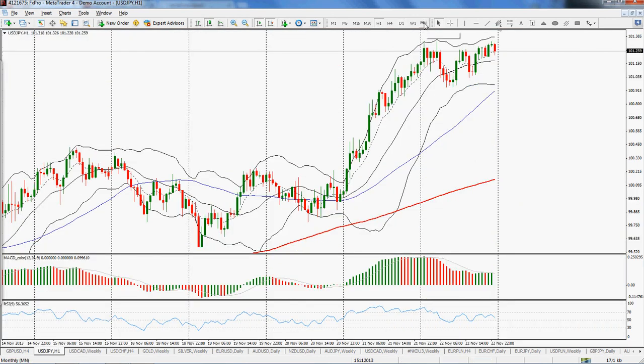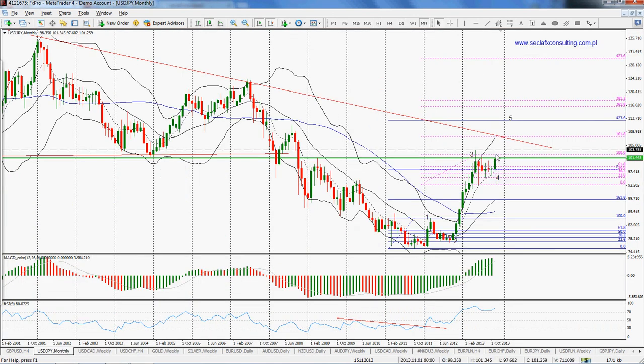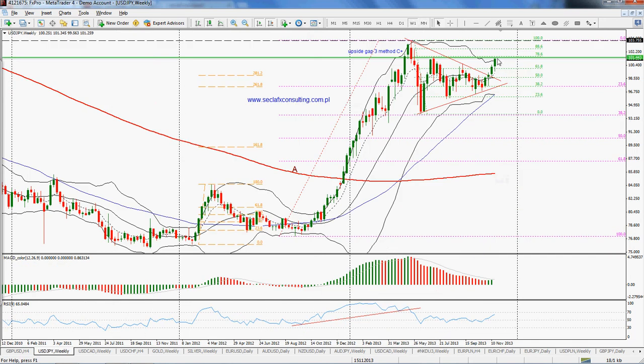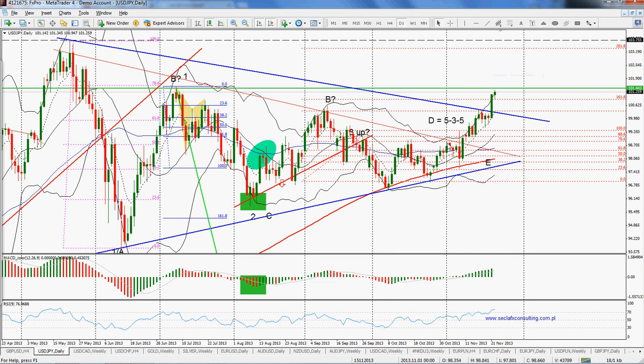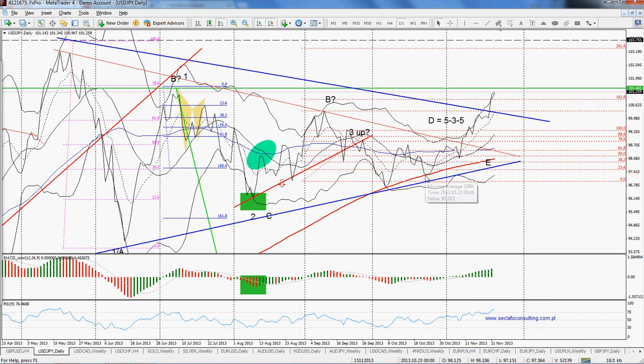USD Japanese yen monthly. At the moment, a strong green candle. Weekly, a green candle which reached a Bollinger Upper Band. So this was this breakout of this triangle. So the market most probably did a 1 and 2. This is 1, 2 again. This is the third. This is a 3, but this is also an extended third wave as a third.